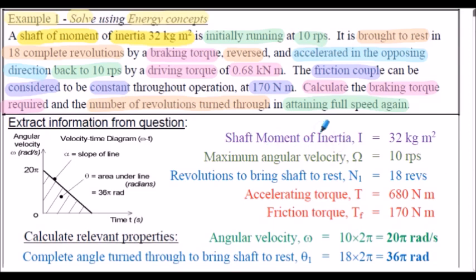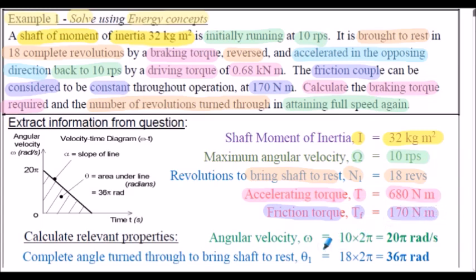So let's first of all extract the information from the question, make sure we have the appropriate units, etc. The shaft moment of inertia, I, is 32 kilogram meters squared. Initial angular velocity, omega, is 10 revs per second. Number of revolutions to bring the shaft to rest is 18, and the accelerating torque in the first part of the question, T, is 0.68 kilonewton meters in the question, so that's 680 newton meters. The constant frictional torque, TF, is stated as 170 newton meters.